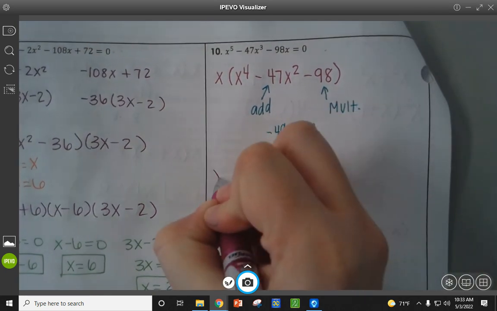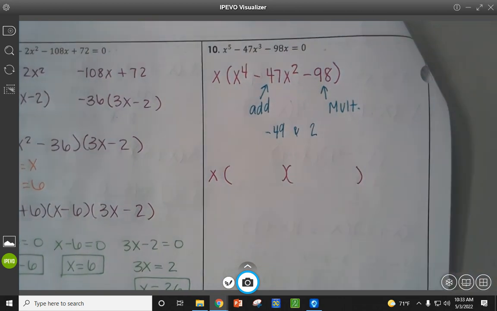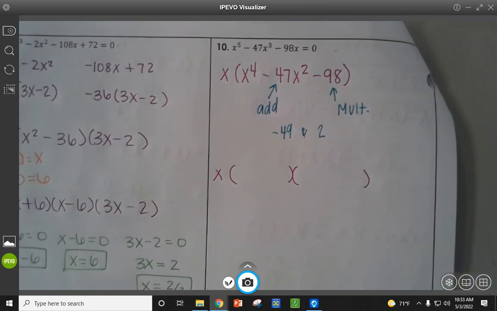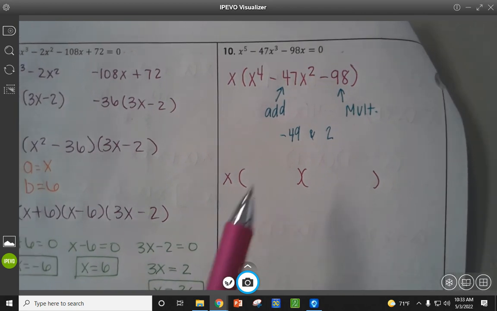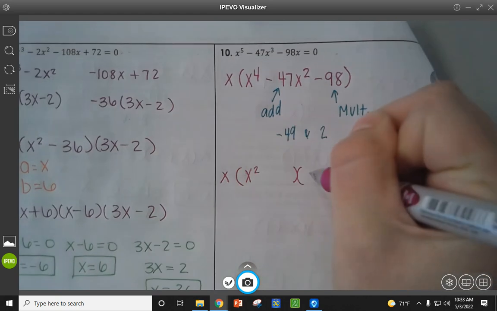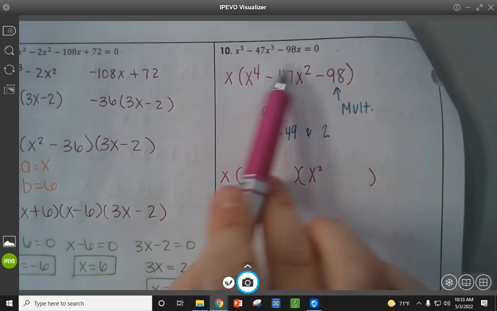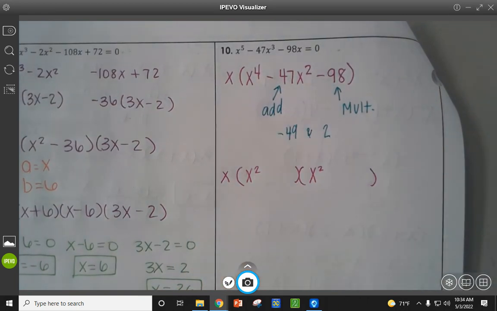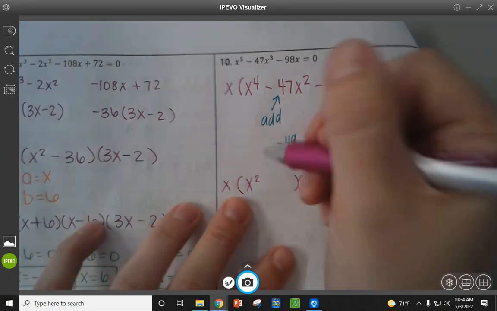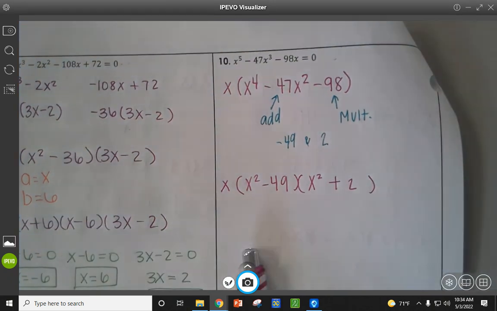So I bring down this x. What goes in my parentheses? We've got to start with x squared. Remember we do that when we've got the 4 and the 2 exponents? Okay. So this would be x squared minus 49 and x squared plus 2.